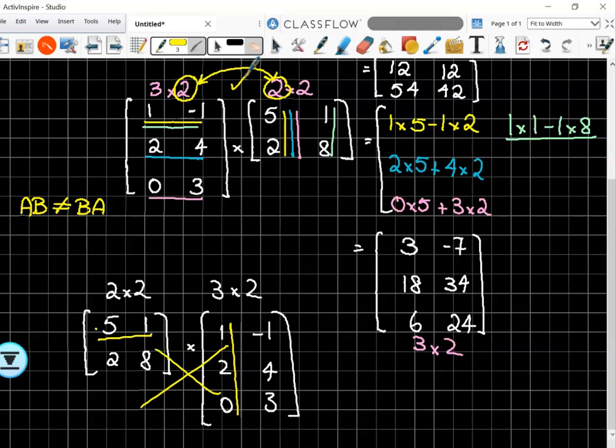And anything you notice about the outers? So in order for this to work, these inners have to be the same. Yep. What are the outers? 3 by 2. So your outers will actually give you the dimensions of your answer. How cute is that? Nice?